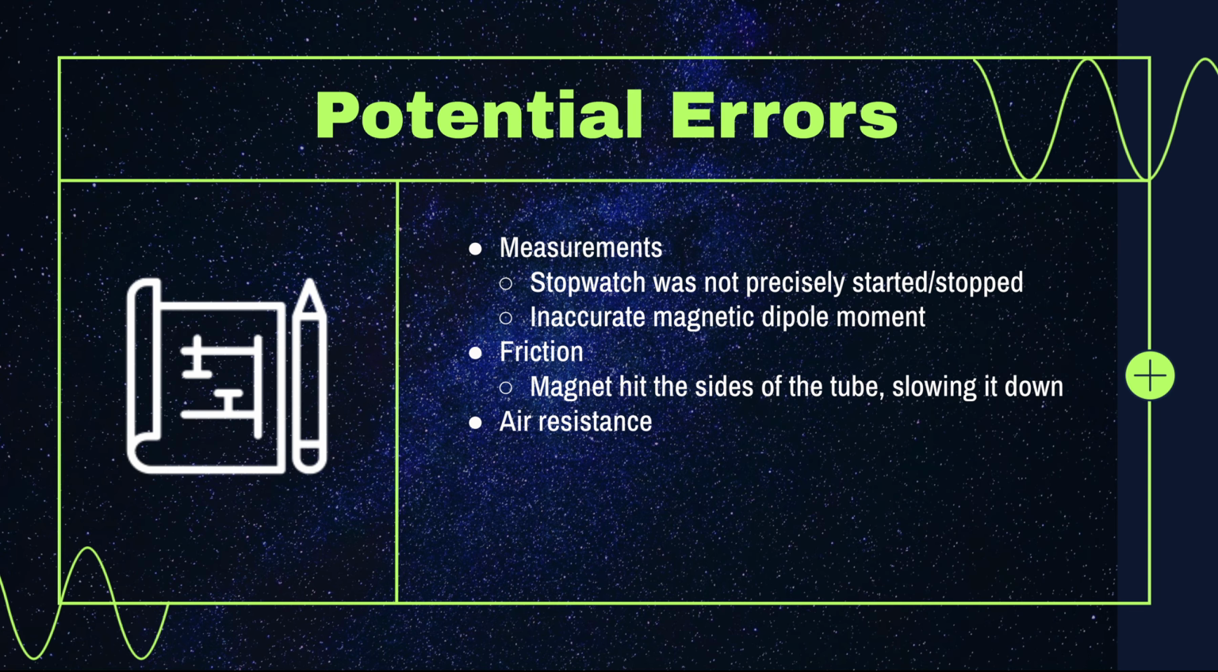So these are a few sources of error. The timing measurement wasn't exact, and the magnet occasionally hit the sides of the tube, which added friction. Also, I ignored air resistance, and there were uncertainties in the magnetic dipole moment.